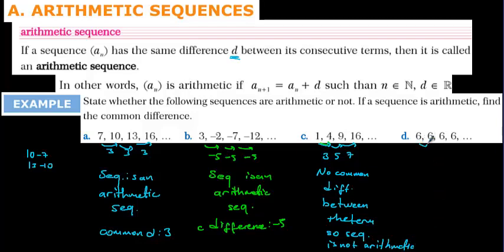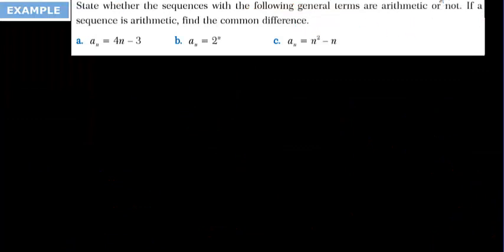Okay, here the difference between them is 0, there is a common difference. The sequence is an arithmetic sequence. The common difference is 0, and at the same time we call this one a constant sequence. Okay, we are finding whether the sequences are arithmetic or not.